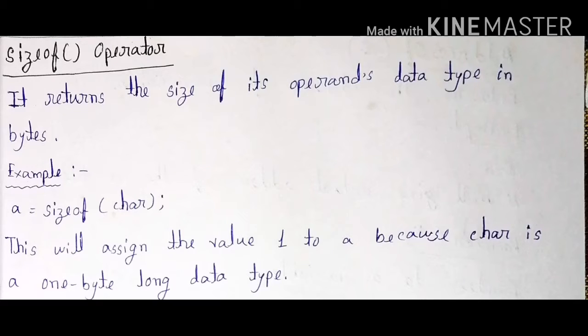So guys, in the last class I discussed bitwise operators and other operators. I will be discussing more in today's session. We'll start with the sizeof operator. It returns the size of its operand's data type in bytes. As an example, a = sizeof(char); It will assign the value 1 to a because char is a 1 byte long data type.